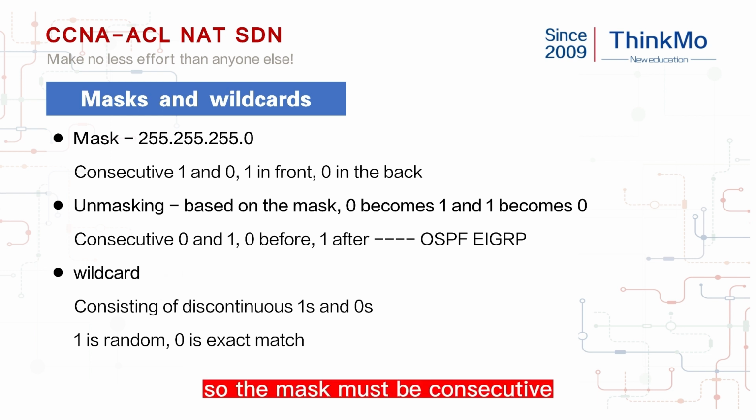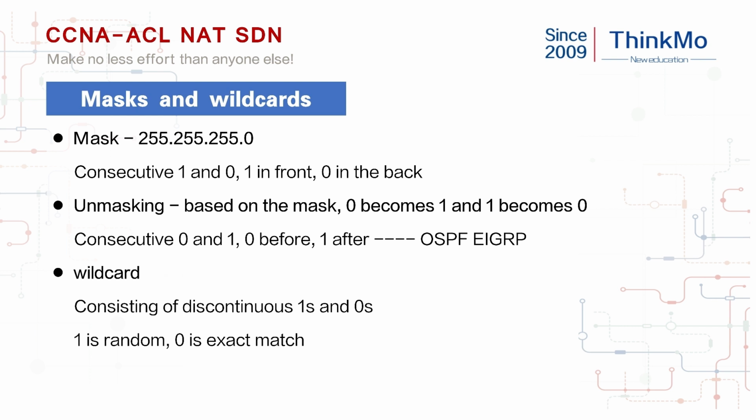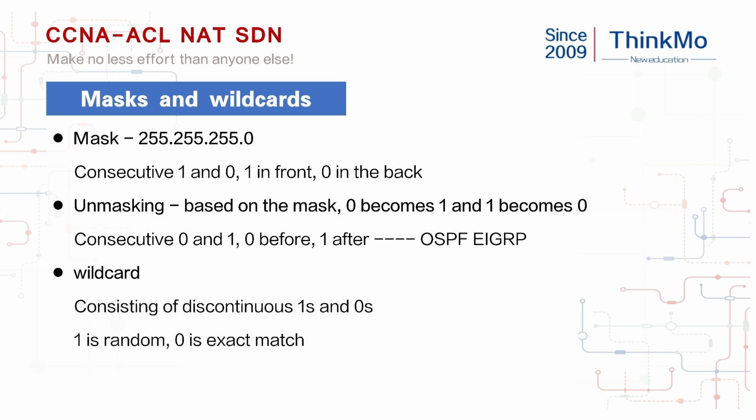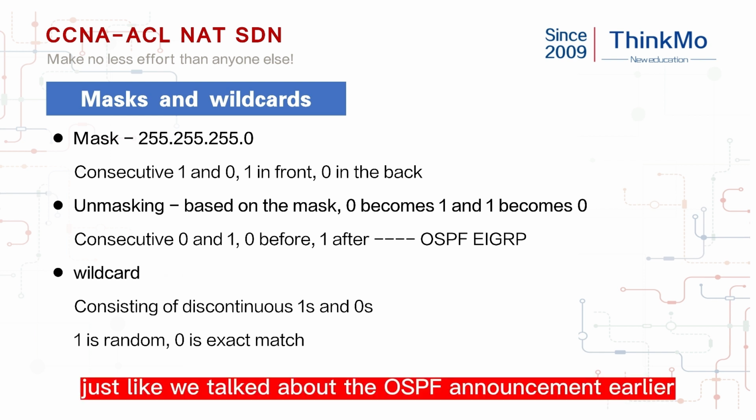So the mask must be consecutive. It can't be out of order. Continuous means it has to be 11110000 instead of 110101. Then the anti-mask we said before is: turn the 0 into a 1 based on the mask, then turn 1 into 0. Just like we talked about the OSPF announcement earlier.